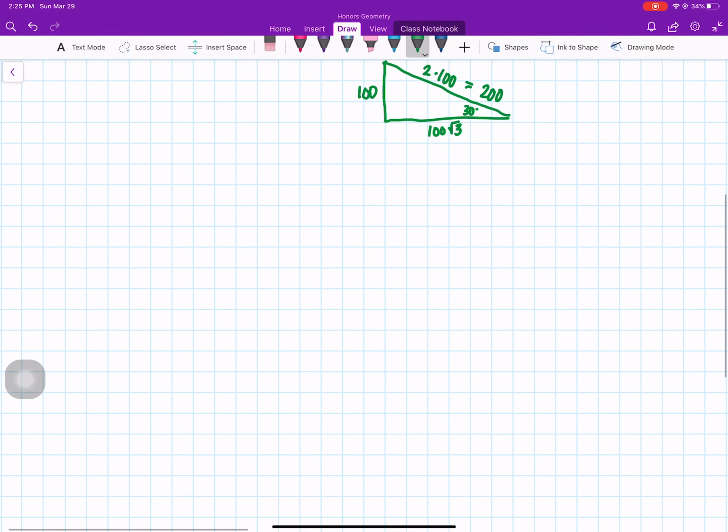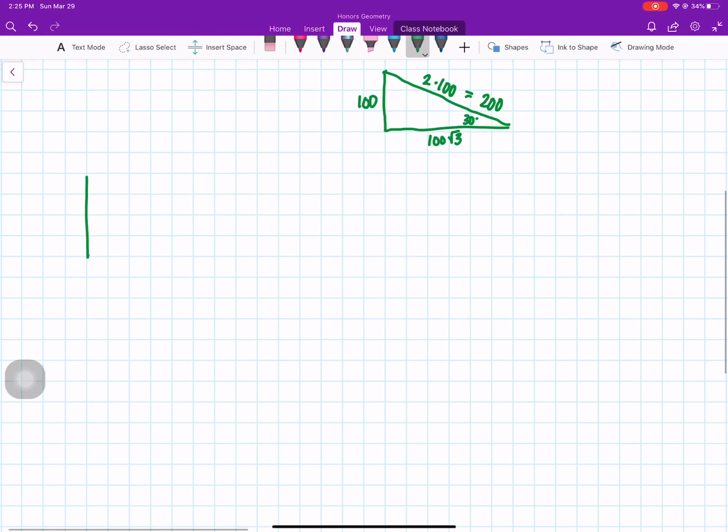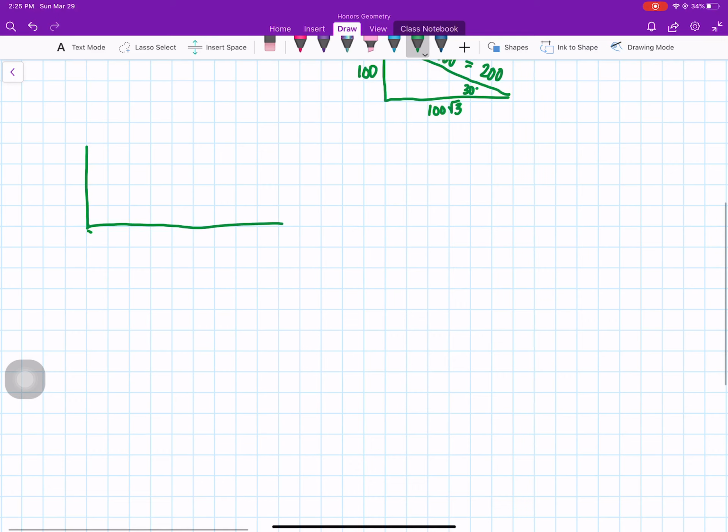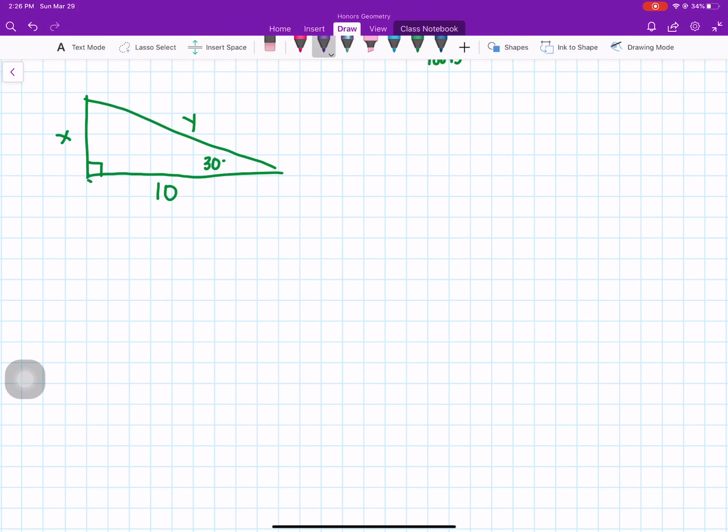Okay? So we'll keep drawing our triangle the same direction for now. So let's say that here's our 30, and we're going to say that this side is 10. And we will say this side is x and this side is y. So we want to find x and y. We want to find the missing sides.